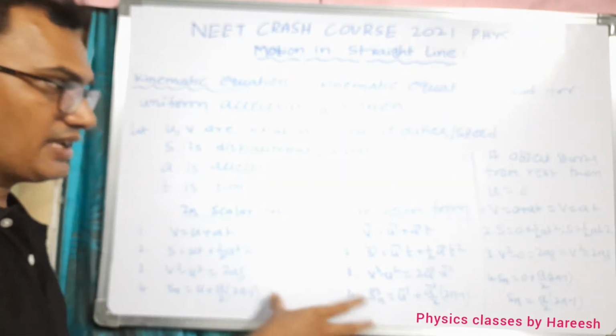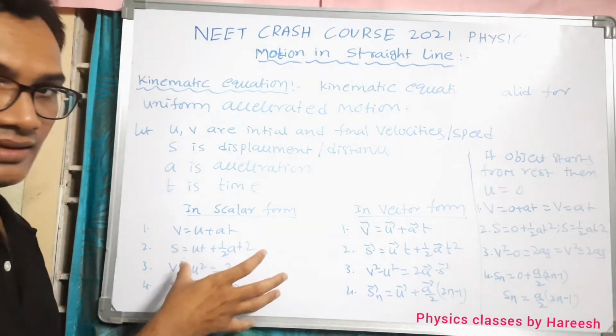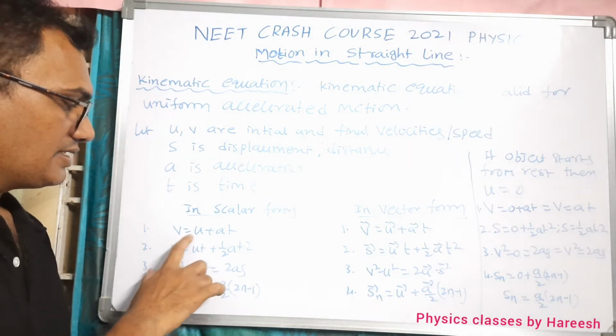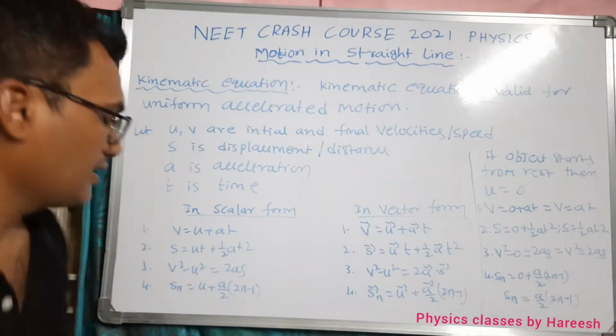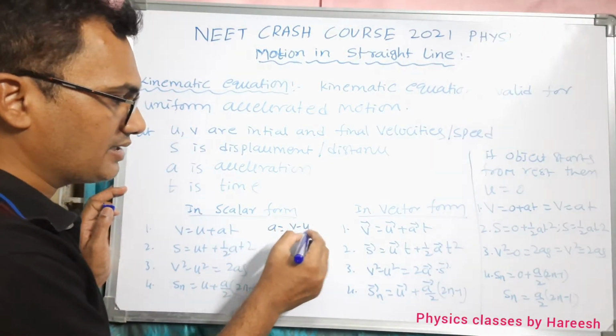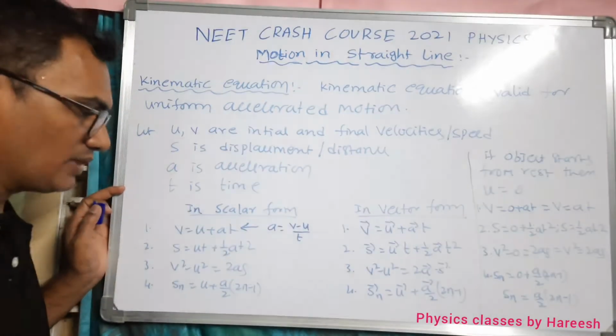So these equations we can write in two forms, a scalar form and a vector form. Scalar form means it is in the form of magnitude only. So the first equation is v = u + at. Now this we can write by the definition of acceleration: a is equal to final velocity minus initial velocity by time. So from that we can write this equation, v = u + at.